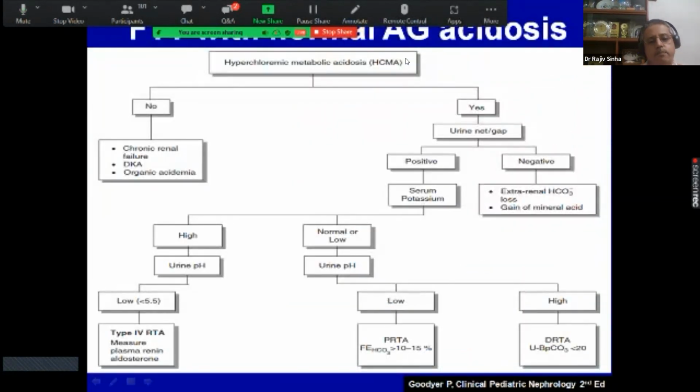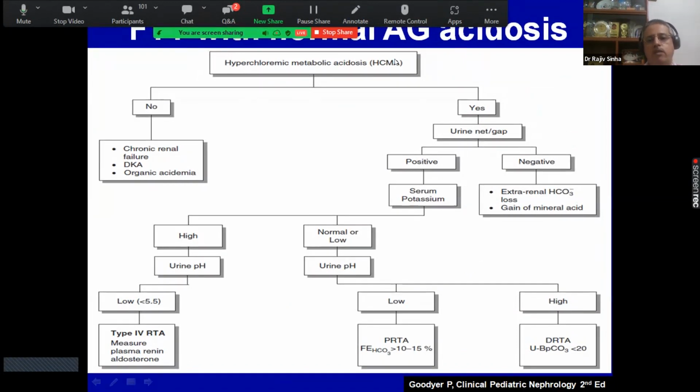So a very simple approach, as I said before, I do like simple things, a very simplistic approach to normal anion gap metabolic acidosis, also called hyperchloremic metabolic acidosis. The first thing to be done, I hope we can see my arrow pointer, is to look at the urine net gap. This is often said as urine anion gap, but ideally you should call it the urine net gap, the net ion gap.